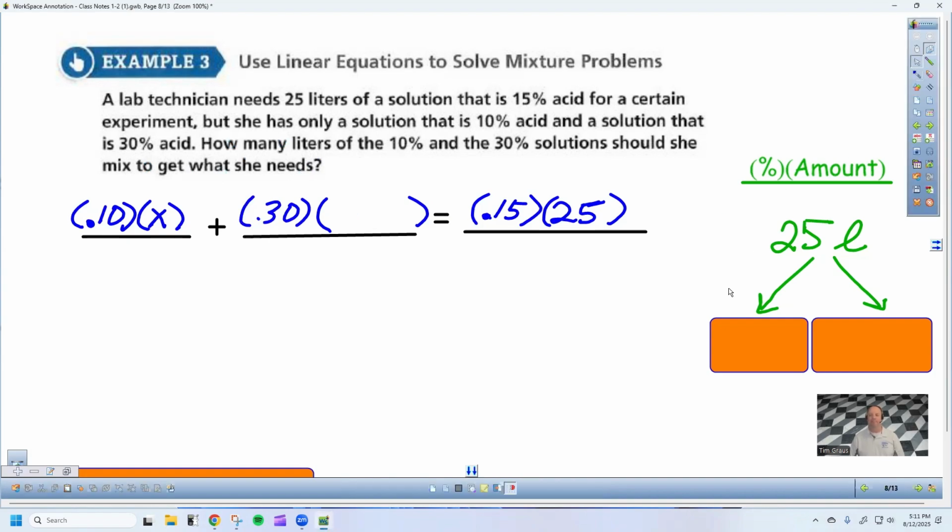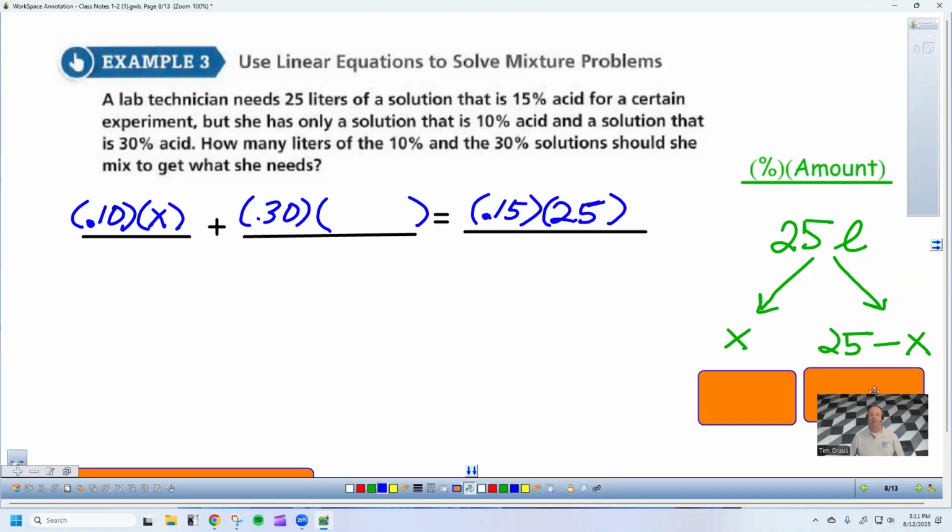Here's how I can show that. I'm taking this entire 25 liters and I'm going to divide it into one amount that is X and one amount that is 25 minus X. So 25 minus X is always how I figured out the other amount. If X was 1, the other one was 24, 25 minus 1. If X was 5, the other was 20, 25 minus 5. If X was 15, the other was 10, 25 minus 15. So this is the amount I'm going to put in this other blank, 25 minus X.